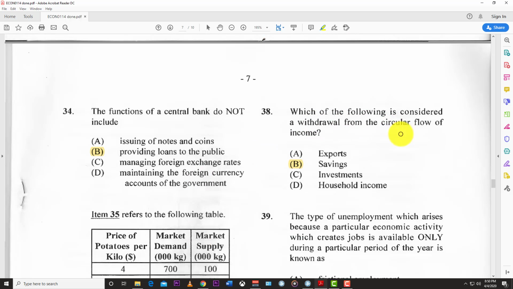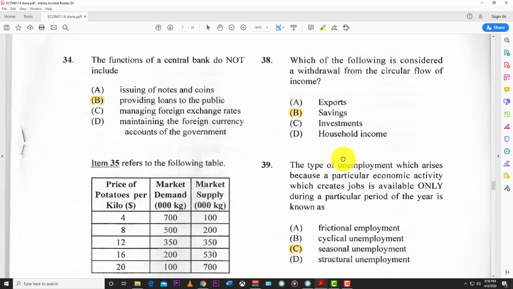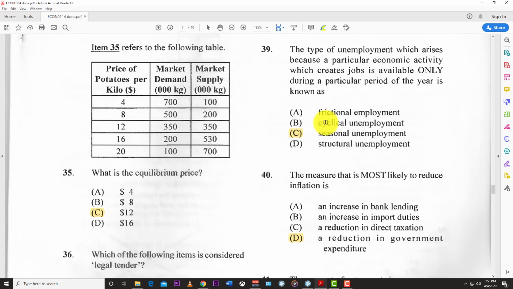38. Which of the following is considered a withdrawal from the circular flow of income? The answer here is savings. Savings is a withdrawal. Investments, all those things are injections. Savings, you take it out, that's a withdrawal.